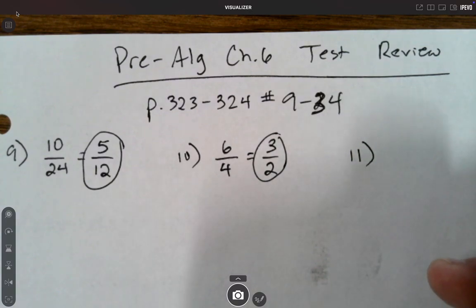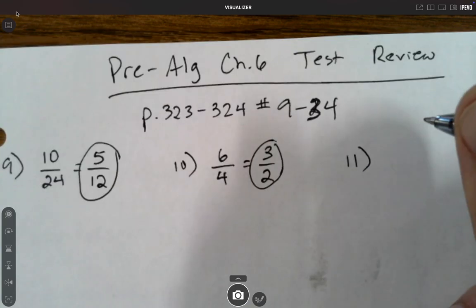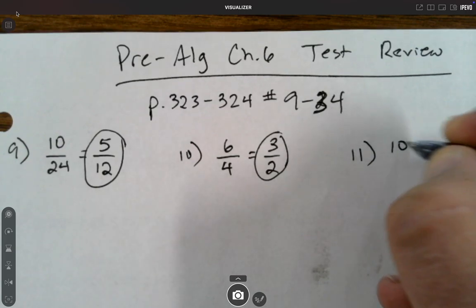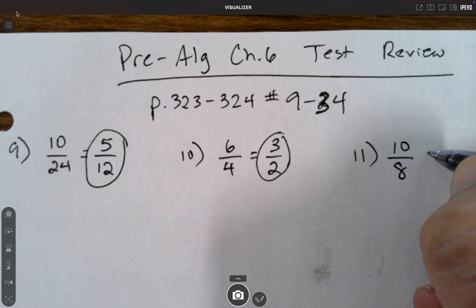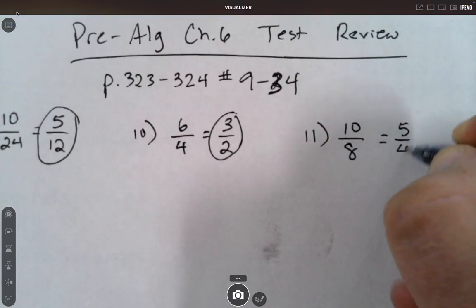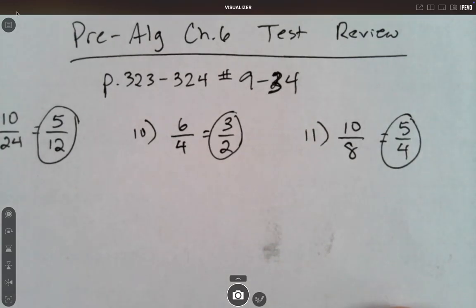Number 11, 10 yards to 8 inches, and the book is wanting you to change those units. I'm not going to require that for ratios anyway, so I'm just going to do it as it's written, 10 to 8. You divide both of those by 2, you get 5 over 4. That's as far as it goes. Now the answer in the book is different because they convert the yards into inches, but you won't have to worry about doing that for ratios.